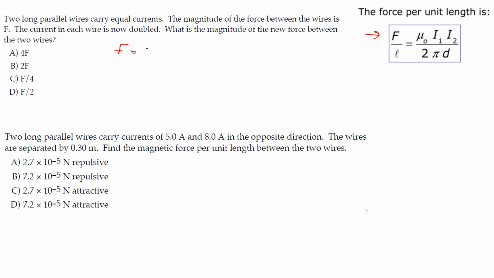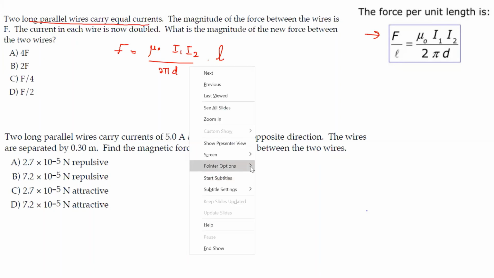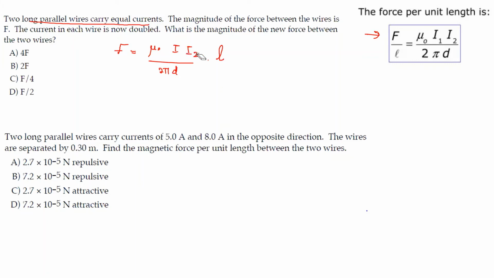We know force is given by this equation: mu naught I1 I2 divided by 2 pi d times the length that we are considering. So what are they doing? They are saying the wires have the same currents. So instead of I1 and I2, I will write I and I, because they have the same current.